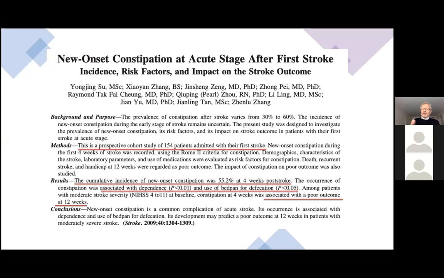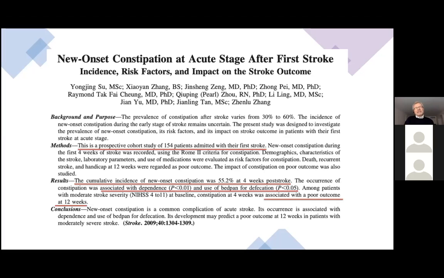In this prospective cohort study of 154 patients with their first stroke, the cumulative incidence of new onset constipation was 55.2% at 4 weeks post-stroke. Half of the people after stroke had new onset constipation. It's clearly associated with those individuals who have a major stroke, increased dependence, and those individuals who are using the bedpan.